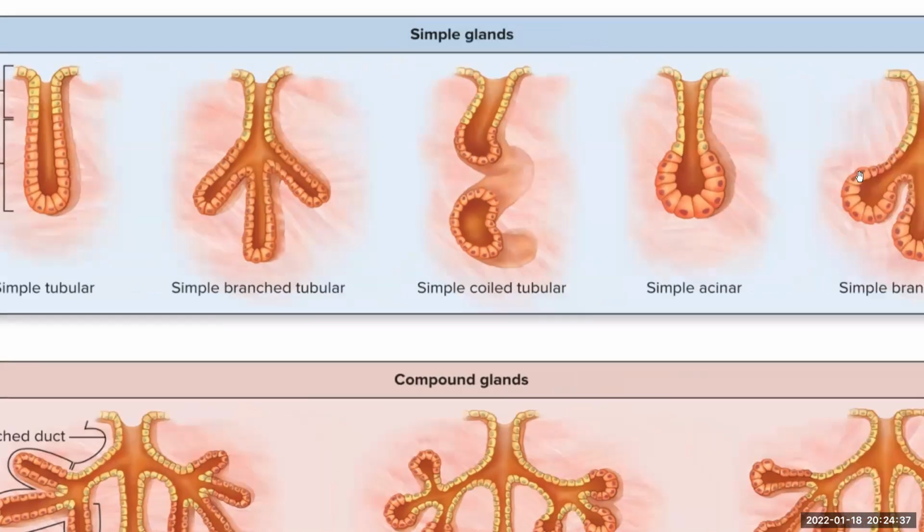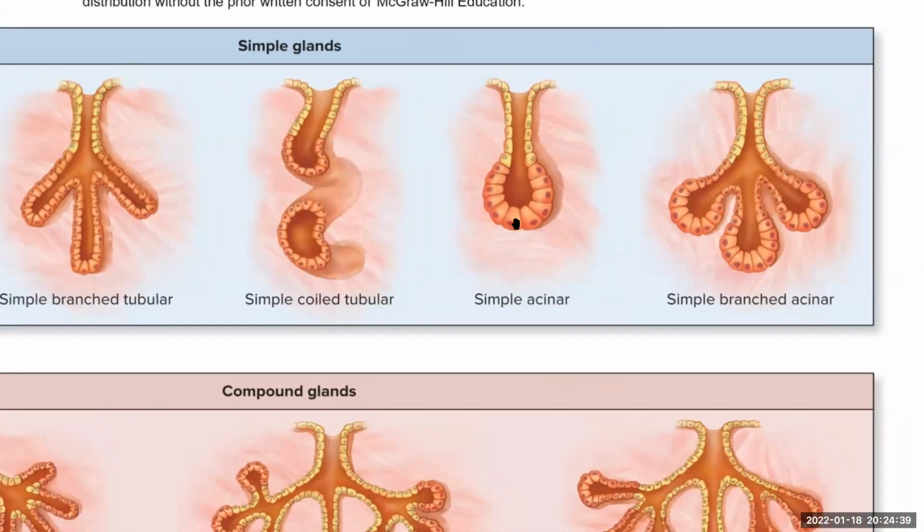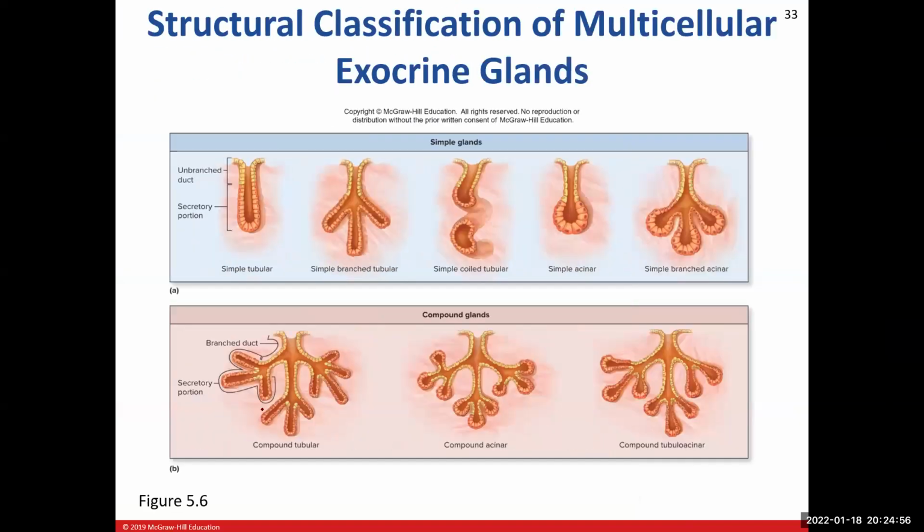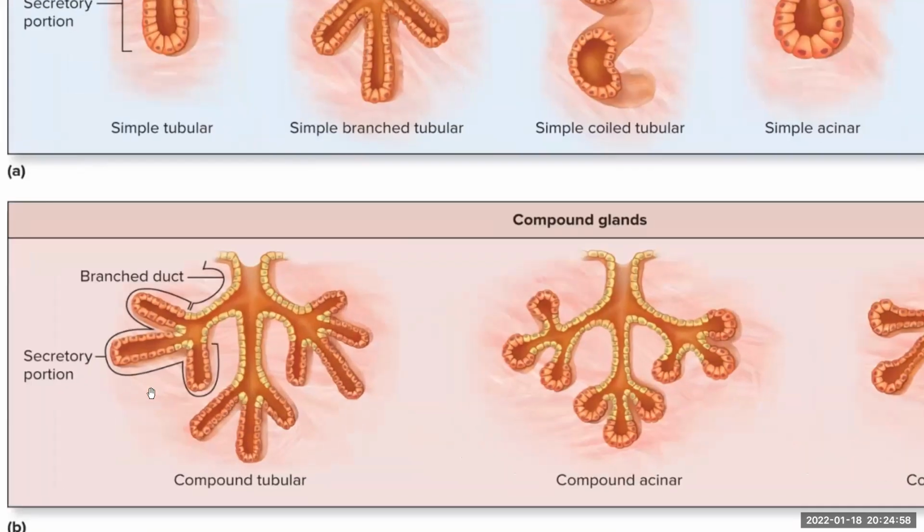Then you have your simple acinar. Here, the part that makes the secretion is expanded out like a sac. Then obviously the simple branch, you can have several saccular portions that all drain into a common duct. So that's for the simple glands. For the compound glands, you can see, look at all these secretory portions, and then you have several ducts. Here's a duct, here's another duct, here's another duct.